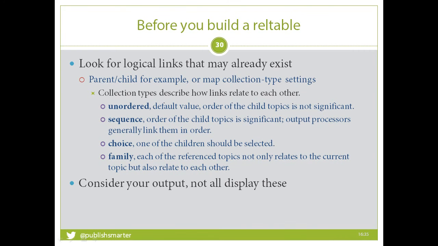And before you put the work into building a relationship table, look for the logical links that might already exist, the parent and child, the idea of setting up a collection type with unordered sequence, choice, or family. Maybe, based on your output, you're not going to see all of them displayed. For example, PDF doesn't show you this. Online help does. Is it enough? And if not, then start thinking about the rel table.